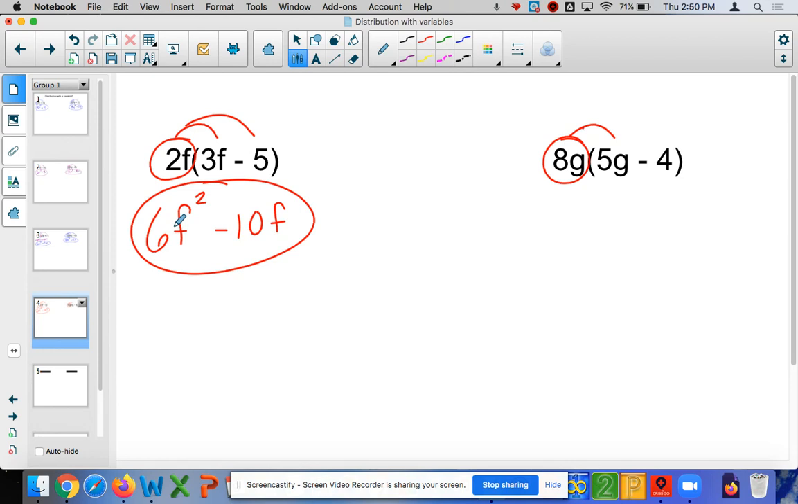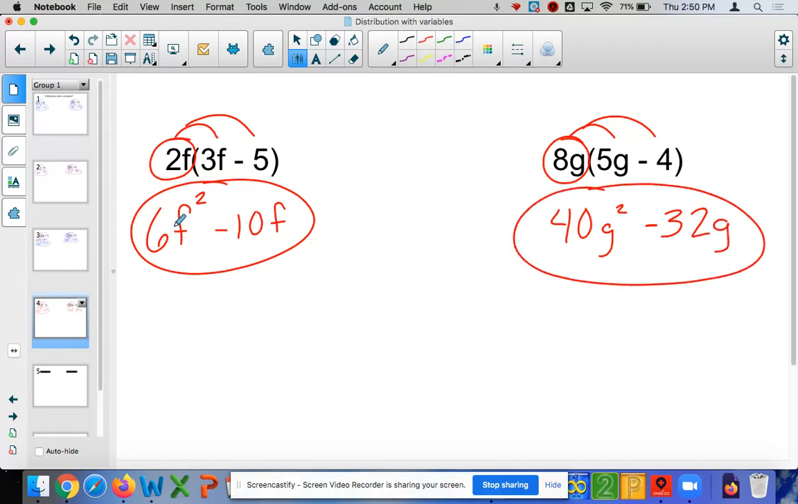So we take that 8G, multiply it by both of those guys. 8 times 5, multiply numbers together first. A little bit of a bigger number, 40. How many G's do you have? You've got 2 of them, so you put a little 2 by that G. 8G times a negative 4. 8 times 4, 32. That's a negative 4, so I say minus 32. And I've only got 1 G there, so I say 32G.